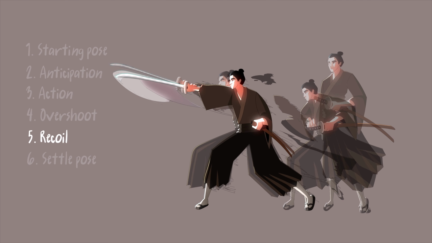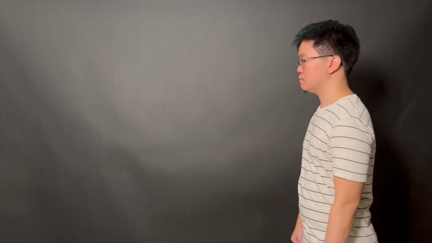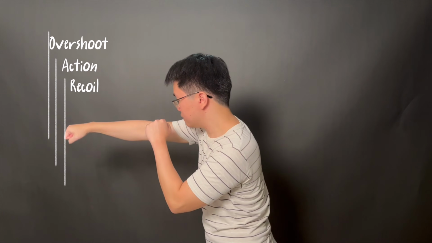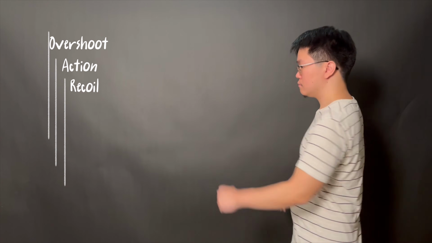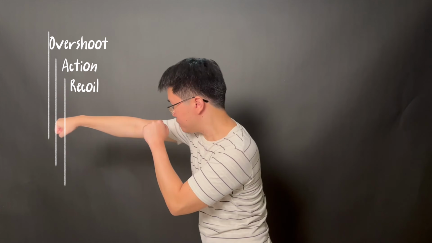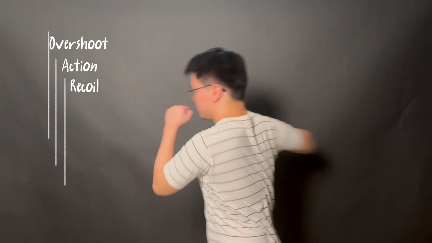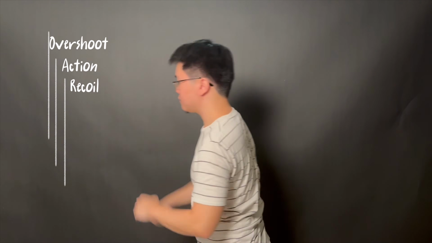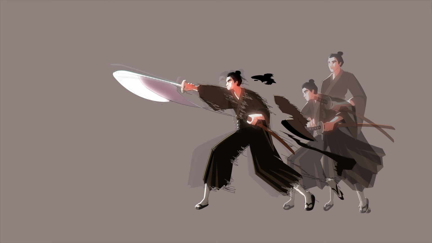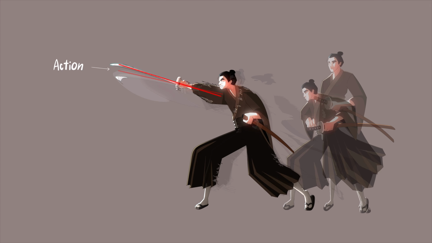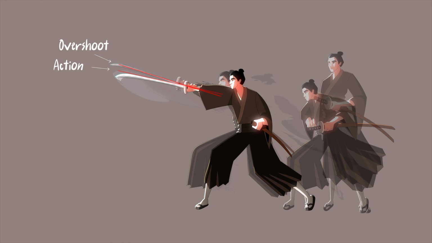Fifth is the recoil. The recoil happens as a reaction to the overshoot. So for example, punching in the air, since the force goes a little bit extra, since we're not hitting anything, the body tries to balance and moves back a little bit as a reaction. So the recoil is a little bit less than the action itself. So if this is our action pose and this is our overshoot, then this will be our recoil.